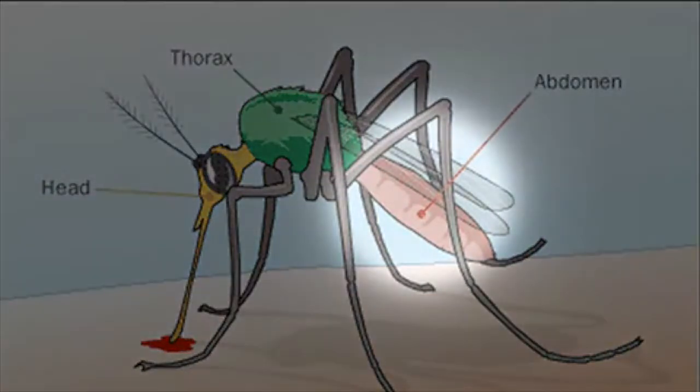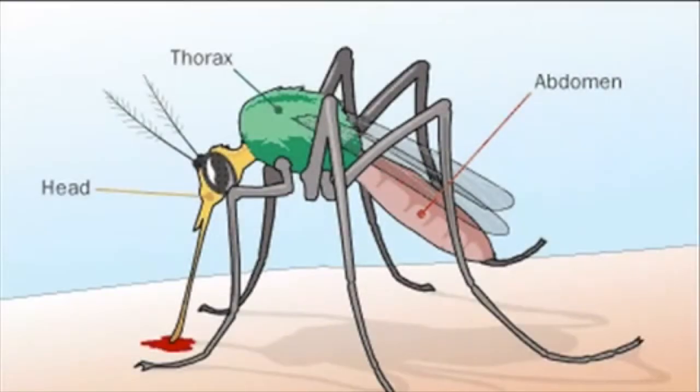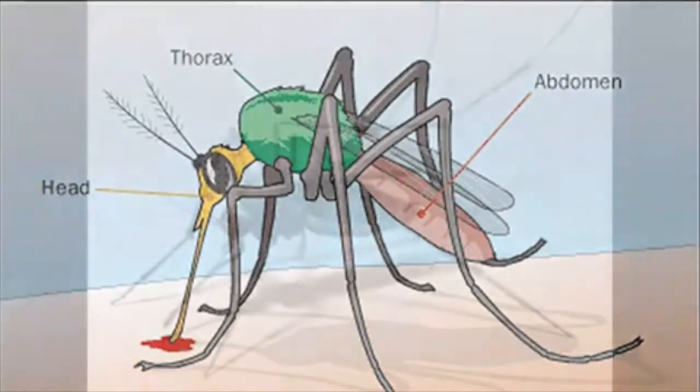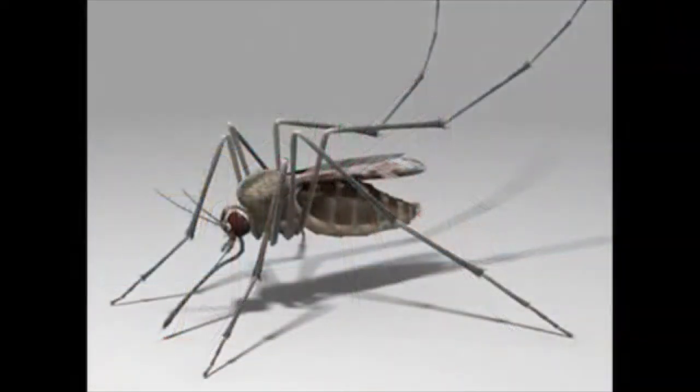Behind the thorax is the abdomen. The abdomen contains the reproductive system and much of the digestive system. The abdomen is segmented and flexible, allowing it to expand when the mosquito feeds. Like all insects, mosquitoes have an exoskeleton. This means their skeleton is on the outside of their body.